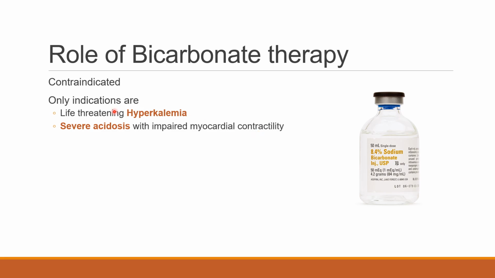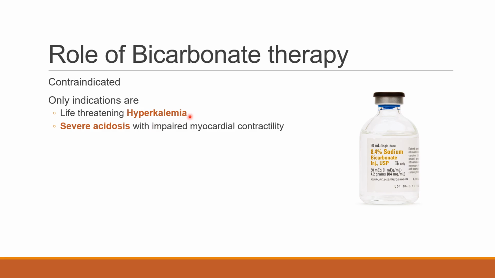Second situation is when there is life threatening hyperkalemia. Suppose the potassium is 9, 10 or 11 or something like that. The hyperkalemia can cause death by precipitating an arrhythmic event. So in that case, you have to think about managing the hyperkalemia also.